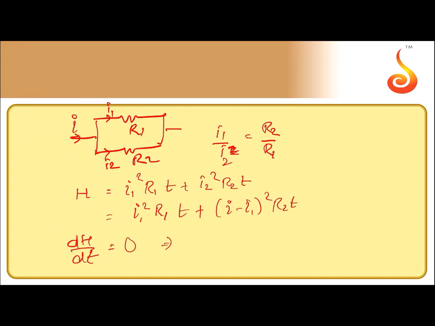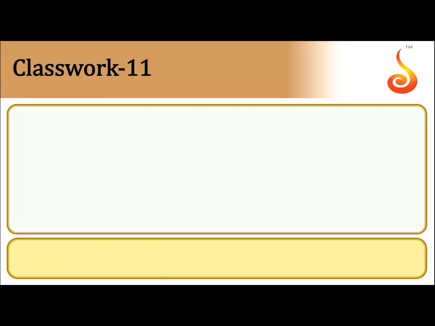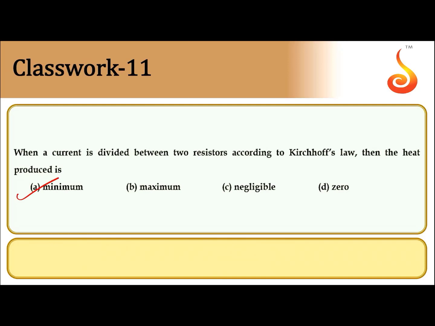So if I differentiate and simplify, I get I1 by I2 is equal to R2 divided by R1. So if the currents are in this ratio, or if I put this equation here, I get dH by dt is equal to 0. What does it mean? It means that the heat produced is either maximum or minimum. I can take the second differential and cross check, and if the second differential turns out to be positive for this value, it implies that the heat produced is minimum, which indeed is the case here. So heat produced is minimum.